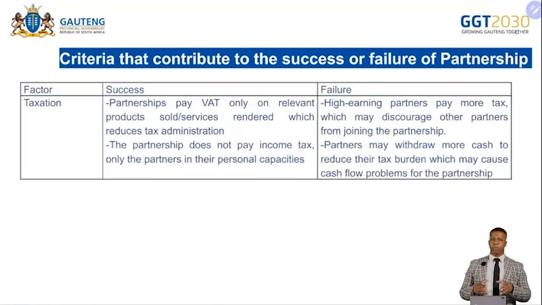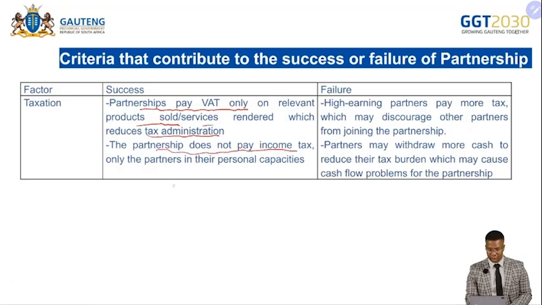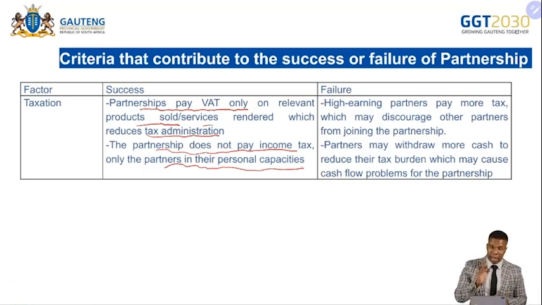Then we look into other criteria. Taxation now. How will this partnership business pay tax? What are the success factors, and what are the failure factors for that particular partnership? Now, partnerships pay VAT, value added tax, only on relevant products sold or services rendered, which reduces tax administration. And then another success factor is that the partnership does not pay income tax, only partners in their personal capacity. So each and every partner will pay in their personal capacity, but the partnership as a business will not pay tax.